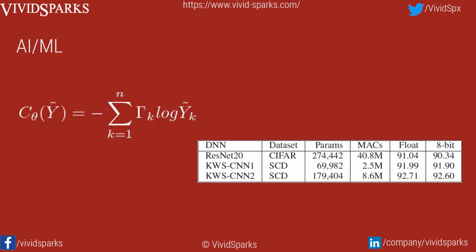So in AI or ML, one needs to compute a lot of neural network computing. You can see on the left side the equation, it's a neural network equation, so computing or training a neural network equation. In this case, the considered classes are ResNet 20, which is used for image classification, and KWS CNN1 and CNN2, which are for keyword spotting.